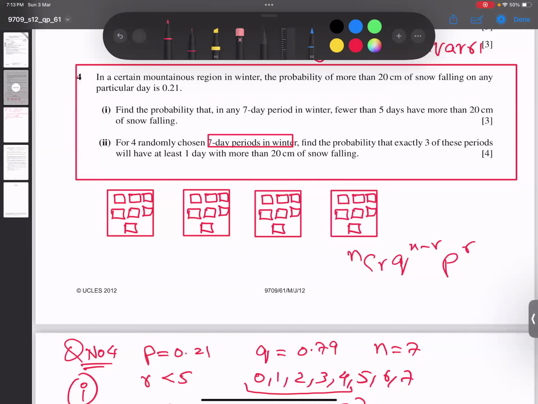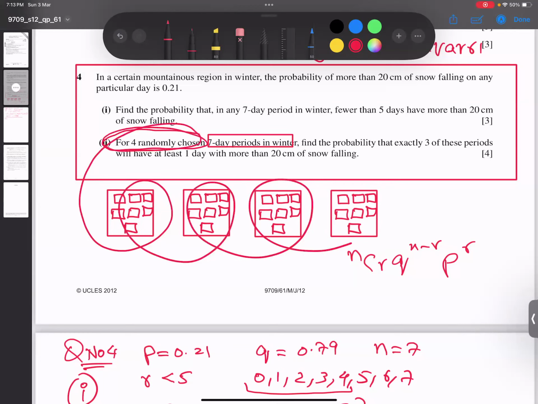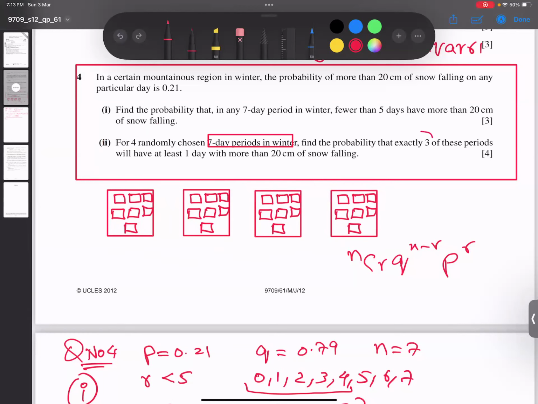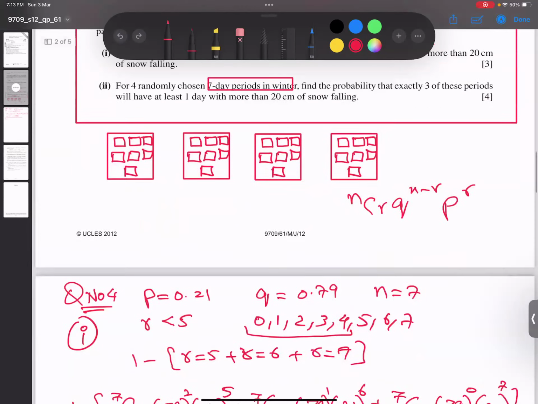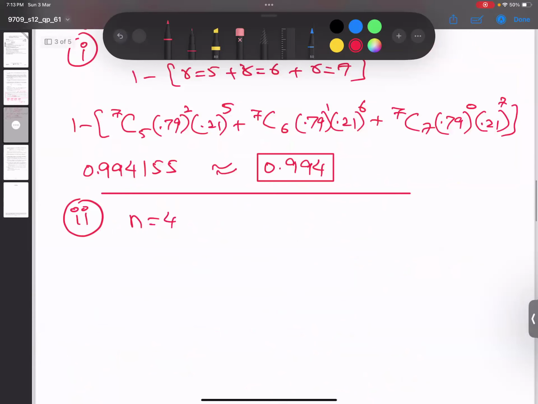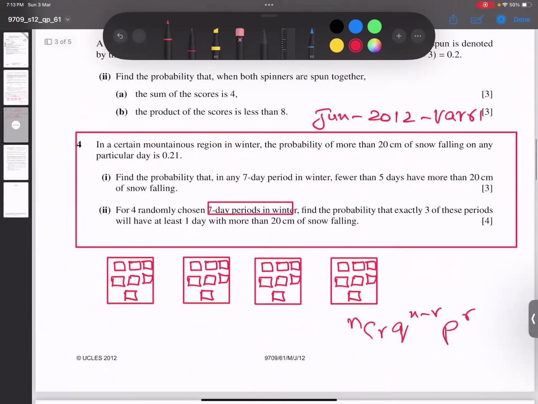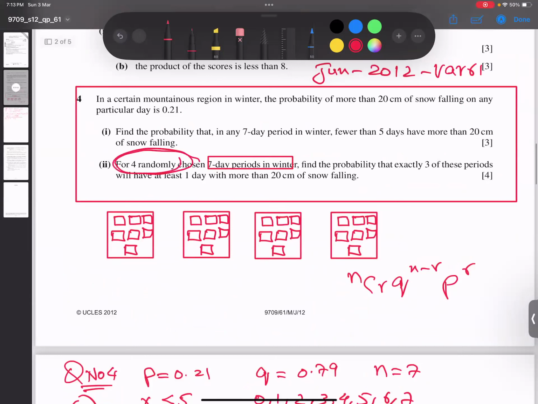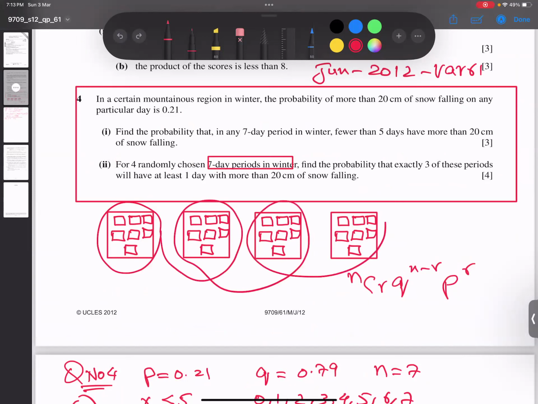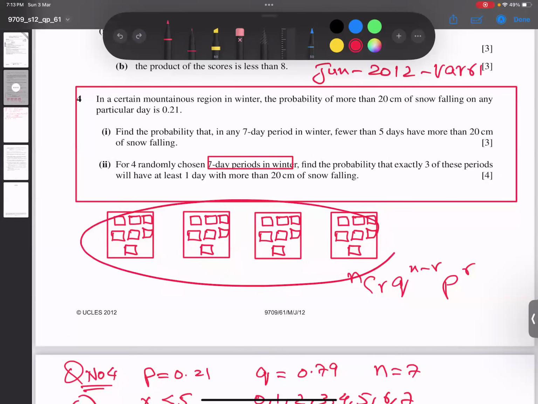So 4 weeks. So what is he saying here? I'm reading again: for 4 randomly chosen 7-day periods, exactly 3 of these periods have... So it means n is 4, r is 3. How do I know that? He said out of 4 choices: choice number 1, 2, 3, and 4 weeks are there. Out of 4 weeks, 3 weeks. So n is 4, r is 3.